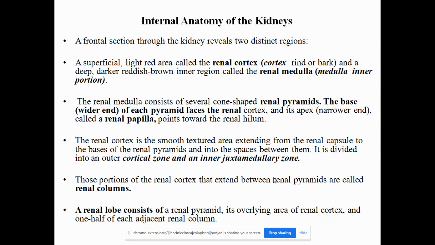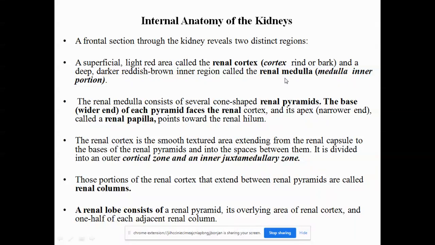So a frontal section through the kidney reveals two distinct regions, as we have seen in the previous slides. A superficial or outer light red color area is called the renal cortex. Cortex means a rind or bark, and a deep, darker reddish-brown inner region is called the renal medulla.